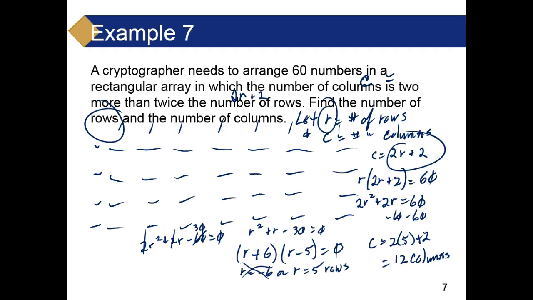Translate English into math. It's exactly what we did here. Once we identify what we're looking for, rows and columns, then see which one we know the least about. We don't know anything about rows, but we do know the number of columns is two more than twice the number of rows, so we know something about that. So get columns in terms of rows, then multiply because this is a rectangle, length times width, that type of thing. You got it. All right, that's how we did it. Let's see how they did it.